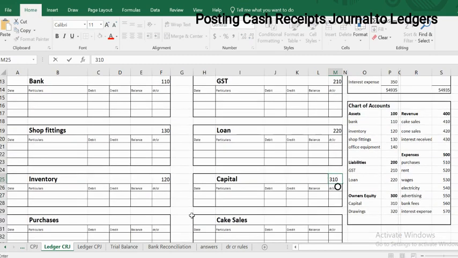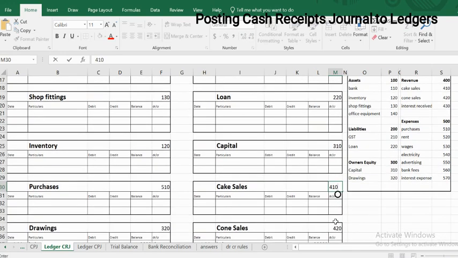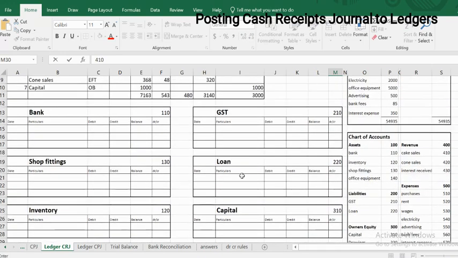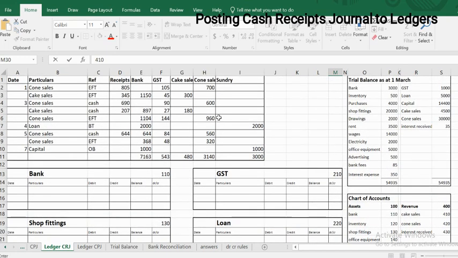So we continue this going through. Purchases, over in the expenses, was 510, and cake sales, under revenue, was 410. I've actually filled in the rest beforehand, so we didn't have to go through the whole lot in the video. So that's our first step.